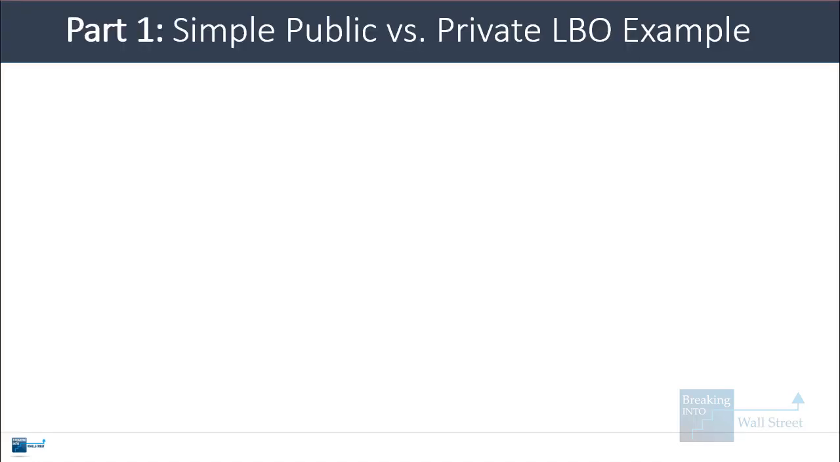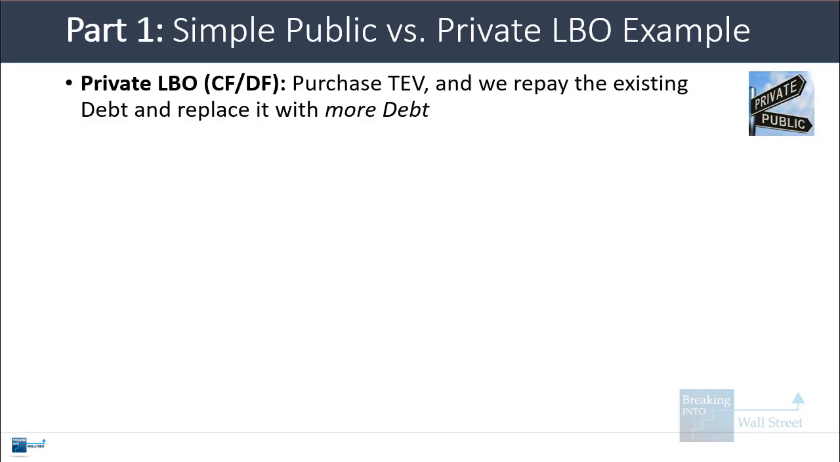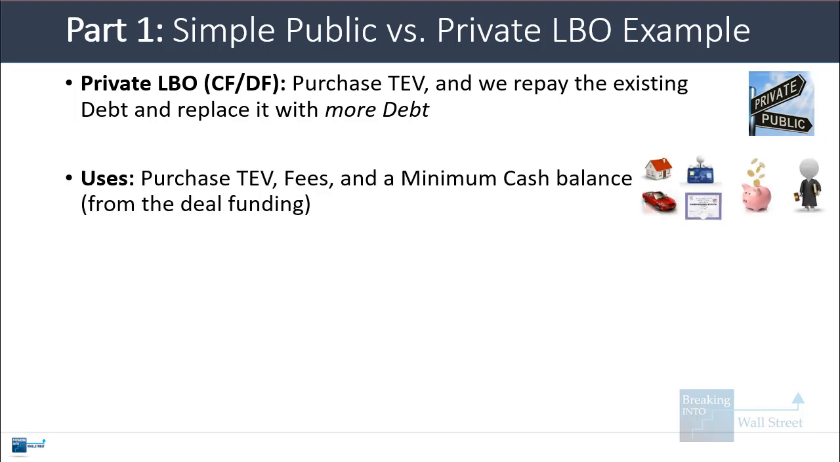Let's go to the first part here and talk about a simple example of a private versus public LBO deal. The private deal is a cash-free, debt-free one. So in a private LBO, in a cash-free, debt-free deal, the purchase enterprise value is the driver, and we repay the existing debt and replace it with more debt. The uses side consists of the purchase enterprise value, the fees, and the minimum cash balance, and the deal funding, the new debt and the investor equity, directly funds this minimum cash balance after the deal closes.